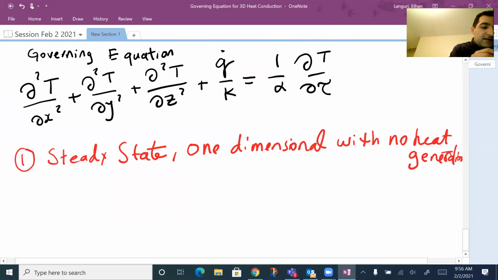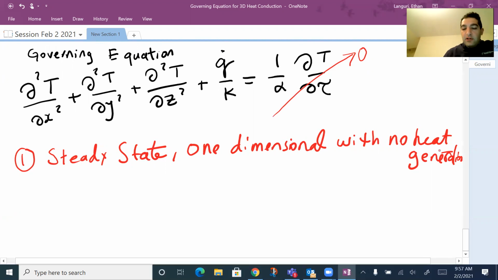Whenever we have a steady state, we can simply say the variation of temperature over time is 0. Whenever it's transient, we are assuming boundary conditions change over time. In a steady state problem, the boundary conditions do not change over time. So del T over del time is 0, and we drop this term because it's a steady state process.